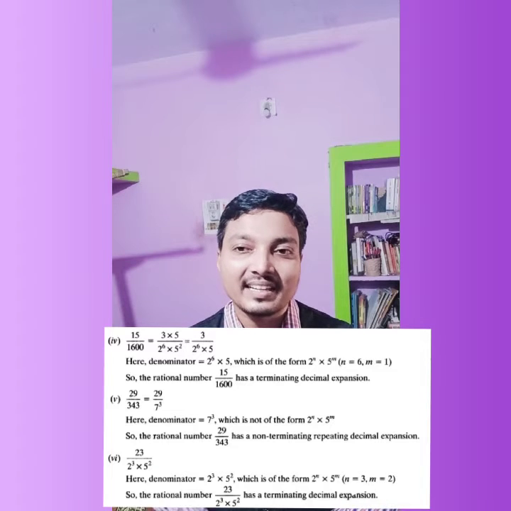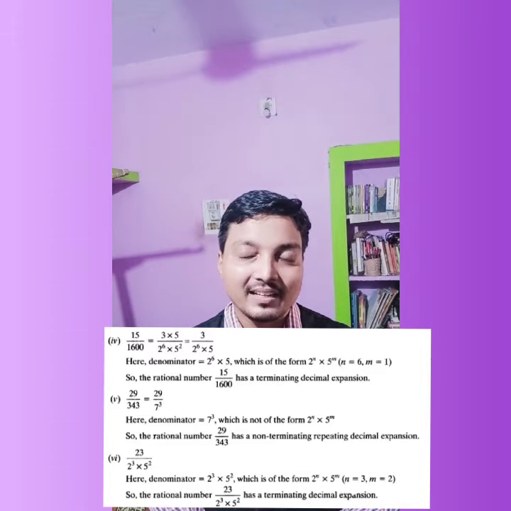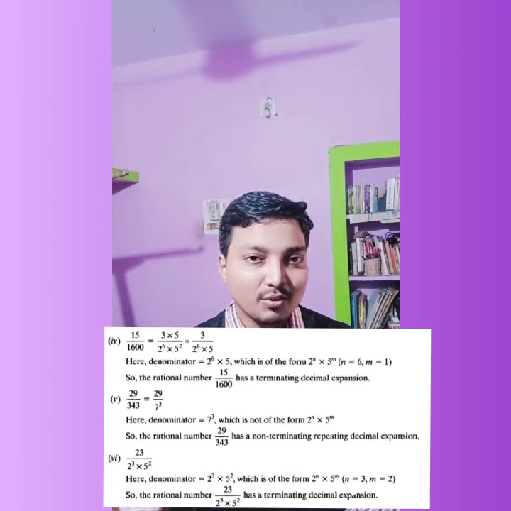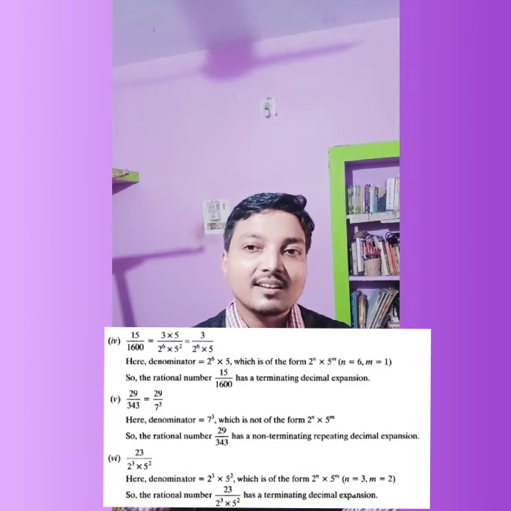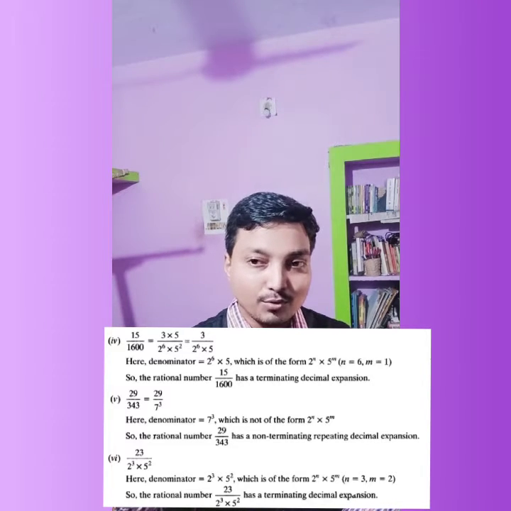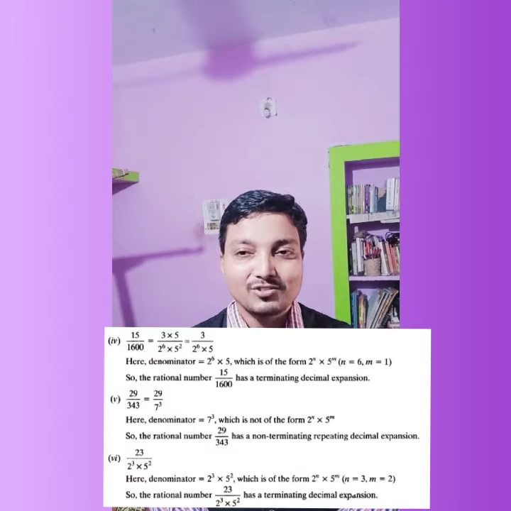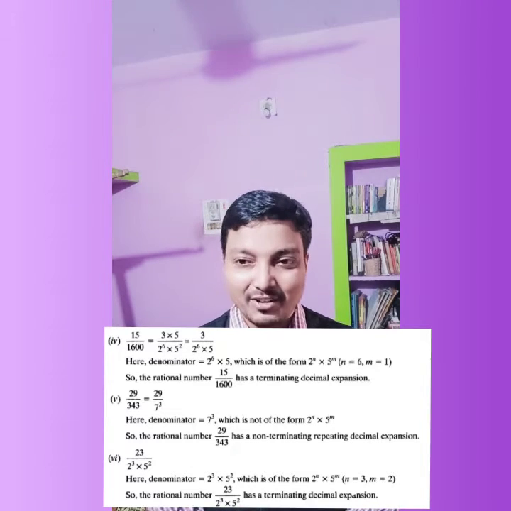Next one, it is 23 divided by 2 cube into 5 square. So both are co-prime. 23 cannot cancel any of the factors of the denominator, and the denominator is clearly seen to be a power of 2 and a power of 5, that is, in the form of 2 to the power m into 5 to the power n. So the decimal expansion will be terminating.